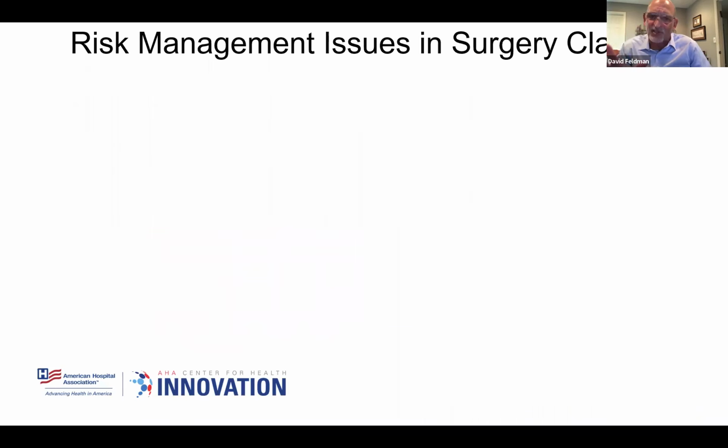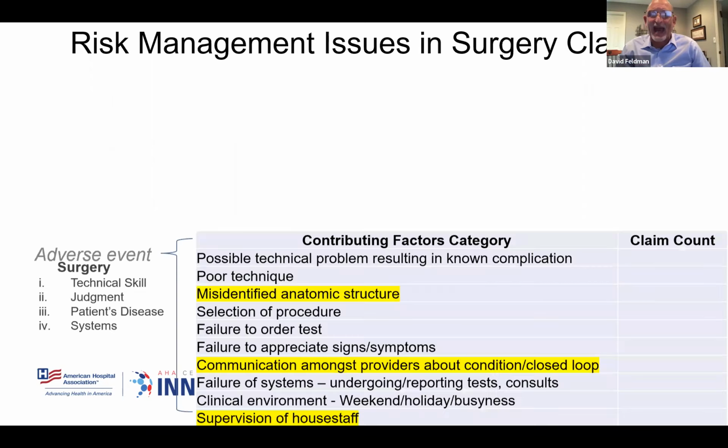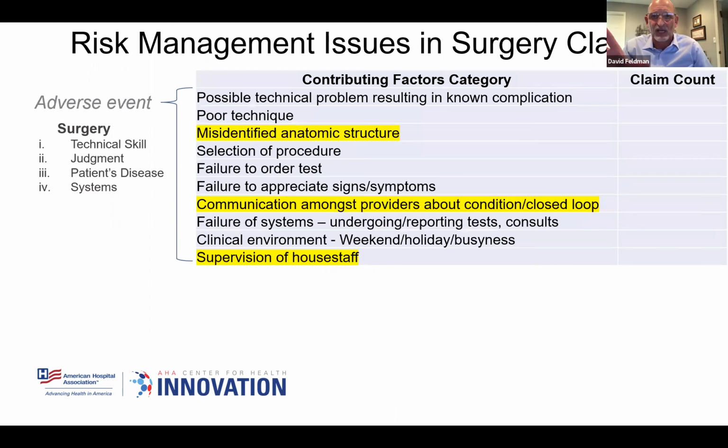Let me show you how we take this 3P model and apply it for some high-risk specialties and where this whole teamwork and communication piece fits in. So this is 3Ps looking at a surgical set of claims. And obviously for surgery, the adverse event can be technically related. It can be judgment, pick the wrong operation or the wrong way to do it. It could be patient's disease. We've talked about that. It could be systems issues. These are some of the things, what we call the contributing factors. This is the same taxonomy I just showed you. These are the different types of contributing factors that go into the cause of an adverse event.